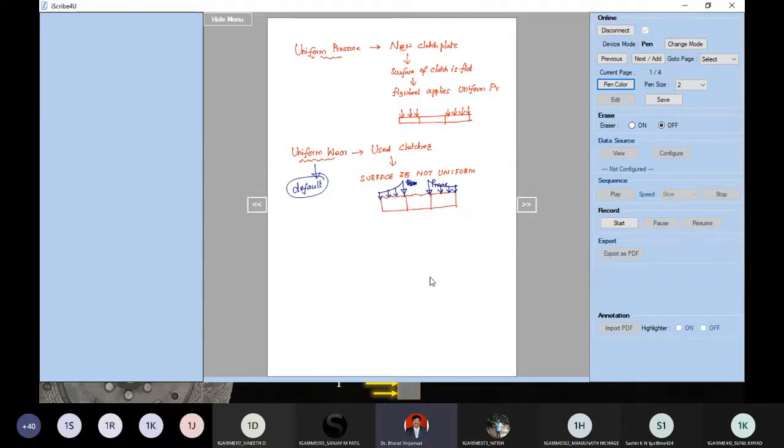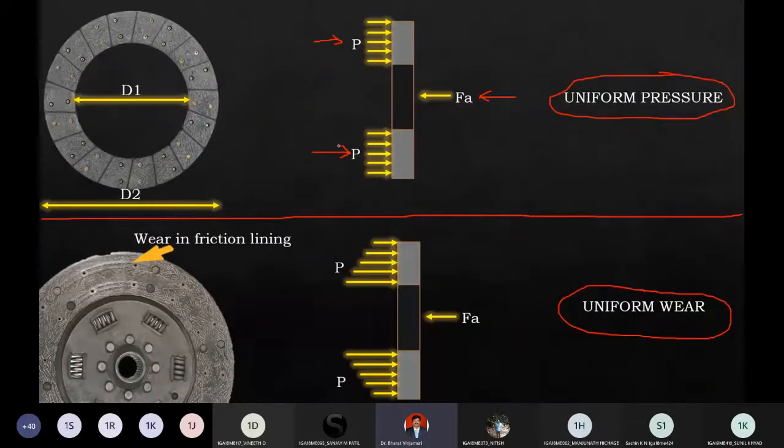By default I will be considering the uniform wear condition. So these are the two conditions you need to understand. One is the uniform pressure condition, where the pressure applied by the flywheel on the clutch plate will be uniform throughout the surface. But in the other case it will not be uniform. The maximum will be at the internal radius and the minimum will be at the external radius. At D1 it will be maximum.